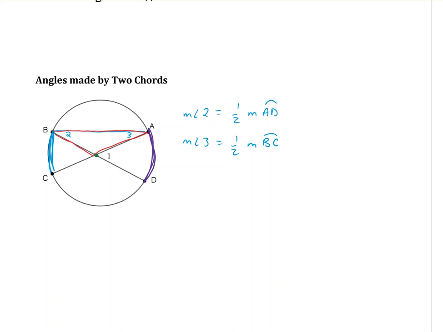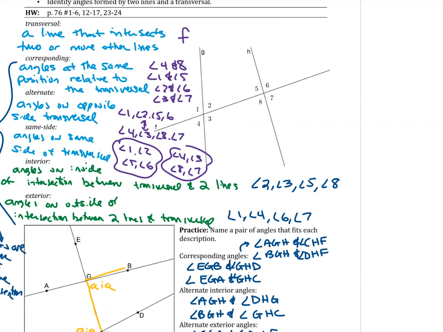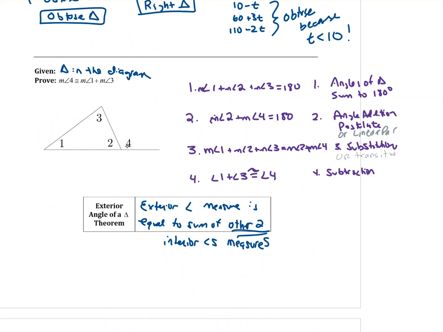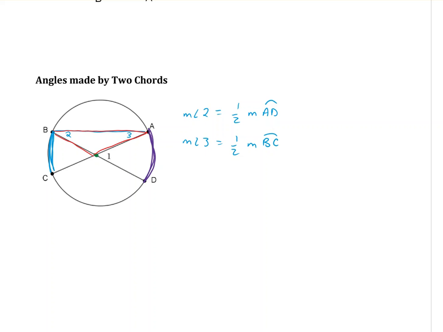And what we learned way back in October is that an exterior angle of a triangle is equal to the sum of the measures of the other two interior angles. Remember when we did exterior angle way back in October? So therefore, what we can say is that the measure of angle 1 must be equal to the measure of angle 3.